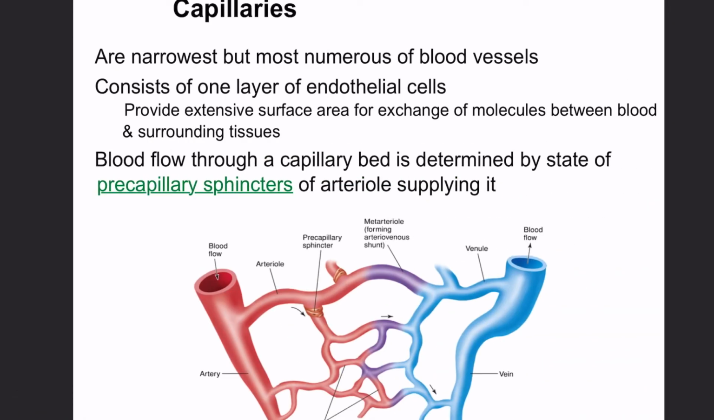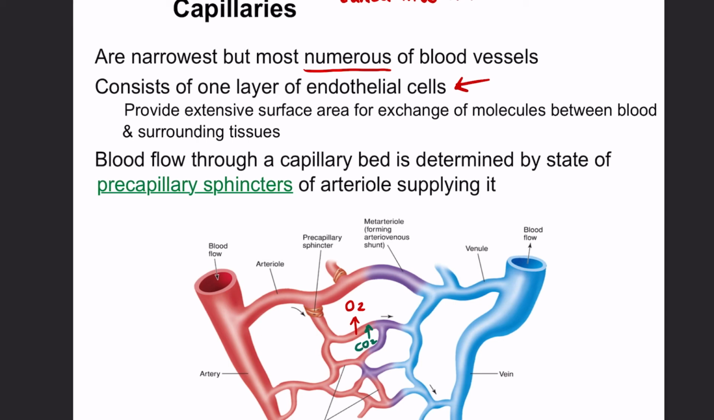So our capillaries are our thinnest and narrowest, but the most numerous of blood vessels. They only contain the tunica interna with their single layer of endothelial cells. This allows for a lot of surface area for gas exchange to occur, and it's in these capillary beds that gas exchange occurs. And we're not just talking about O2 into the tissues, but we're also talking about carbon dioxide waste being removed from tissues as well.